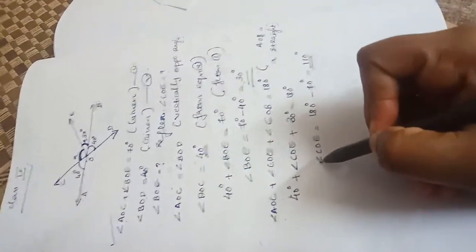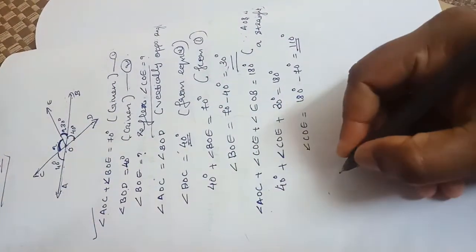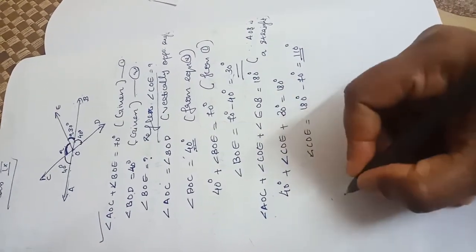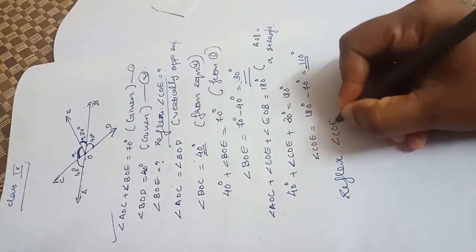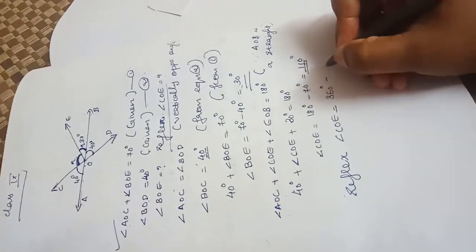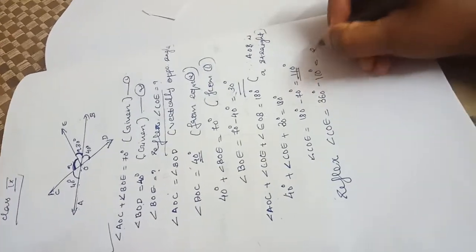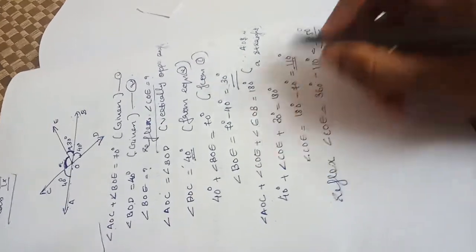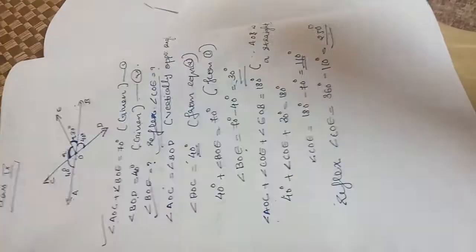Now, actually we have to find what? The reflex angle COE. Here we found angle COE, not AOC, sorry, COE. So I am writing reflex angle COE is equal to the total angle 360 degrees minus angle COE, that is 110 degrees. So we will get 250 degrees. So reflex angle COE is equal to 250 degrees, and angle BOE is equal to 30 degrees. These two we had to calculate, and it is done. Okay.